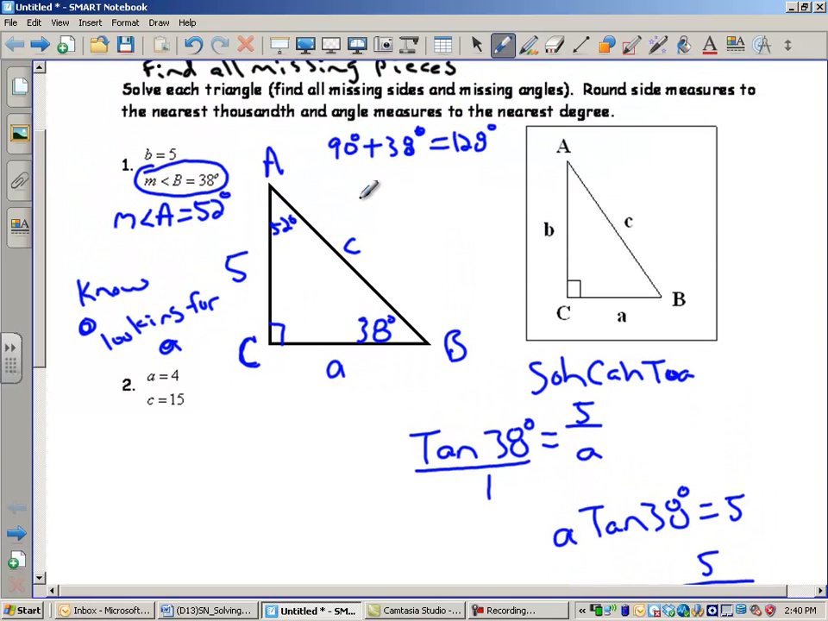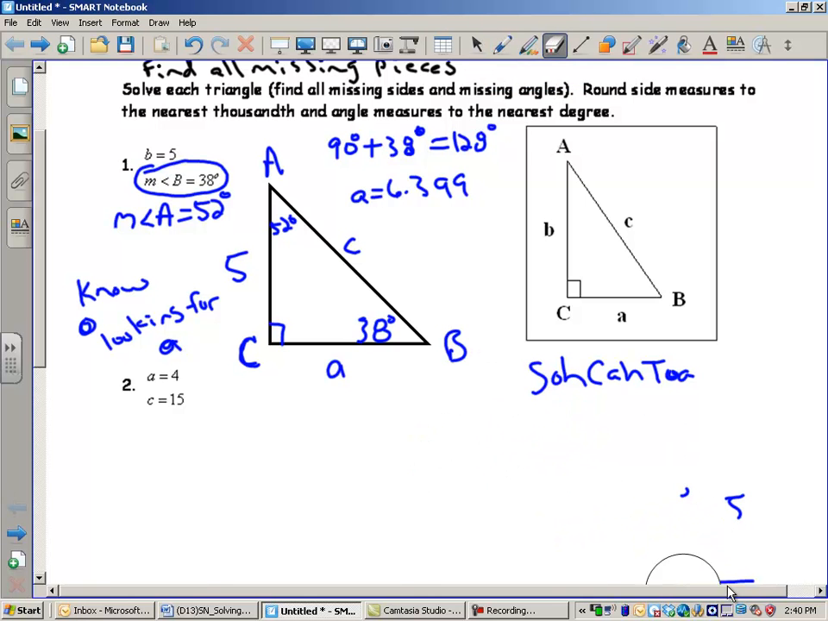So side length A is 6.399, and then I'm going to do one more side length, and then Mr. Monahan is going to hop in and do number 2 for you. I'm going to erase some stuff here, and I hope I'm not erasing too quickly on you. Hopefully I'm going slow enough.